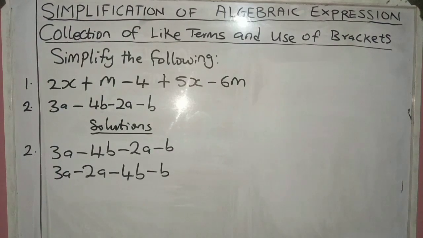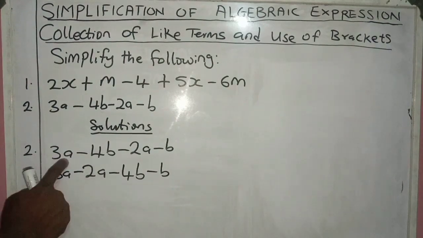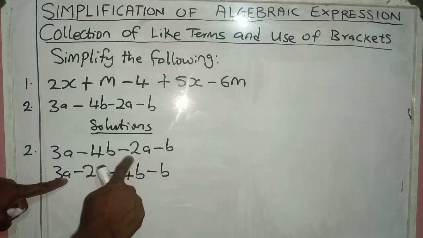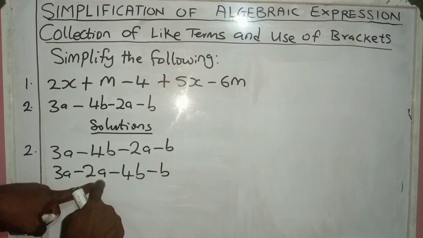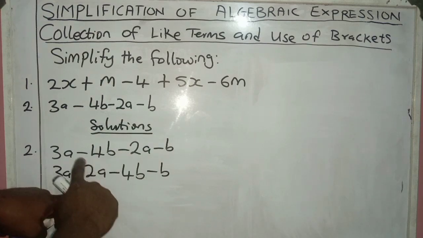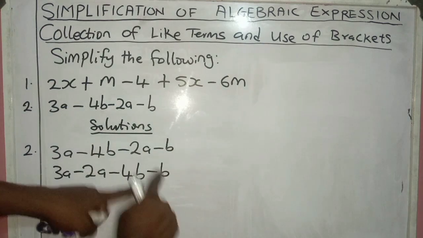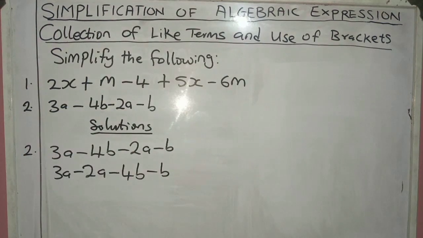So we just collected the like terms. Remember, like terms has to do with bringing together or close to each other the terms that are of the same likeness, by virtue of sharing the same alphabet. That's 3a. Another one that is of like term to it is minus 2a. Remember, you don't just write it as 2a, but minus 2a. Then the next one, we are done with a. We now move to b. Minus 4b. Then minus 1b. So that's exactly how we collect the like terms.